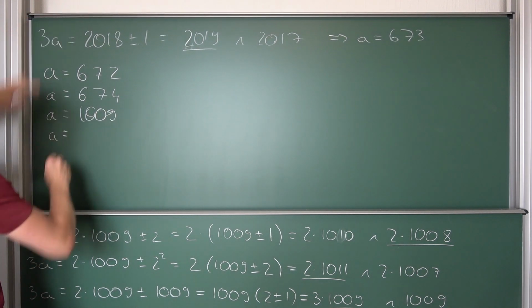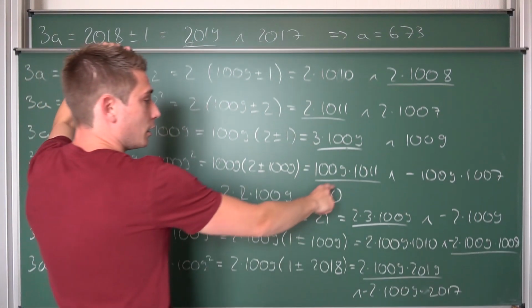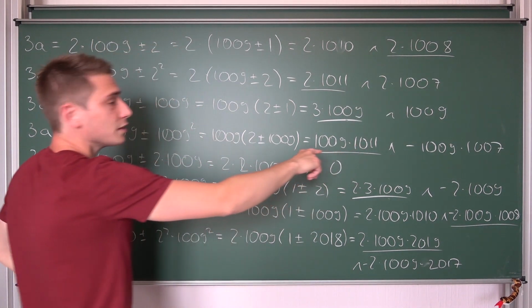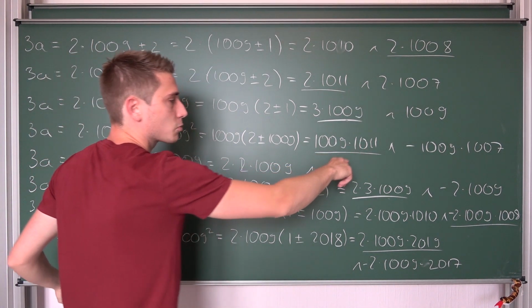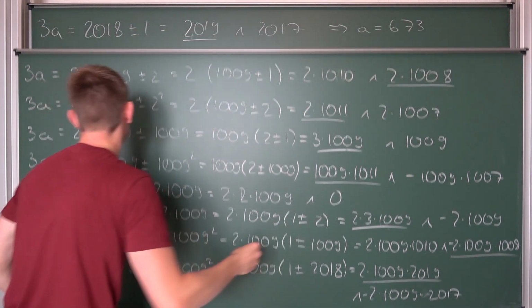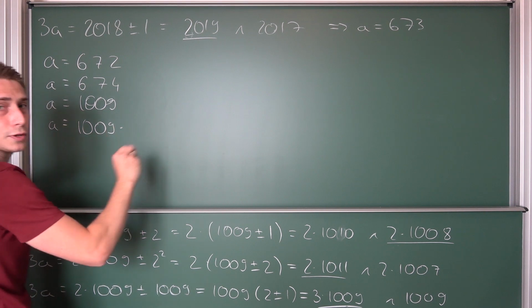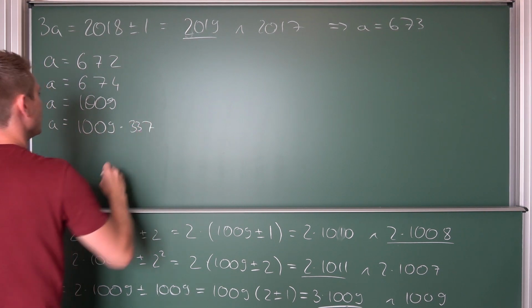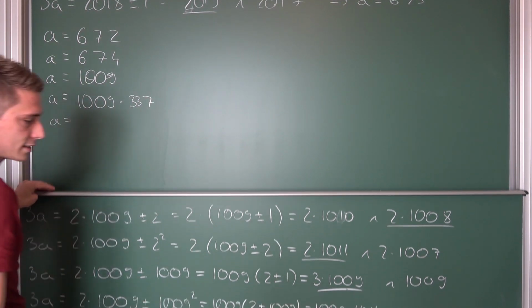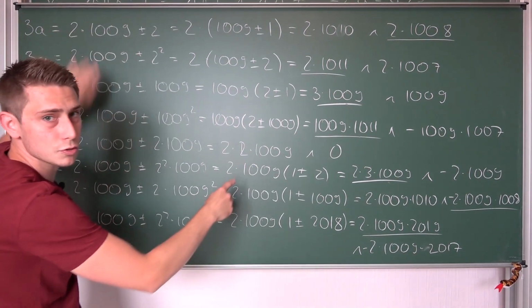And now the next one is going to be, okay, 1011. Yet again, we already computed this. This was 337 times 1009. I'm not going to elaborate on this any further. It's just some number, it really doesn't matter. 337. So next up, the next a is going to be, okay, here we had no solutions at all.